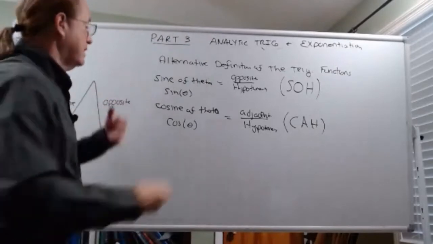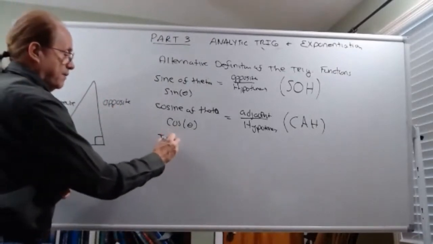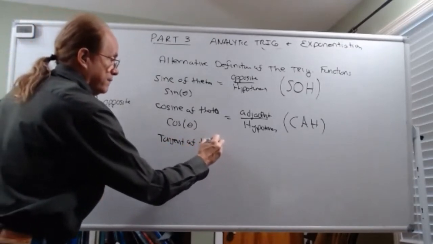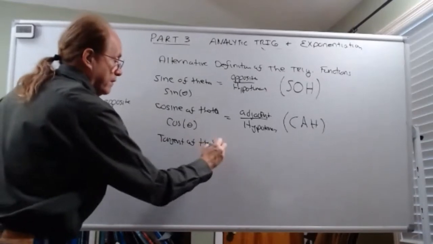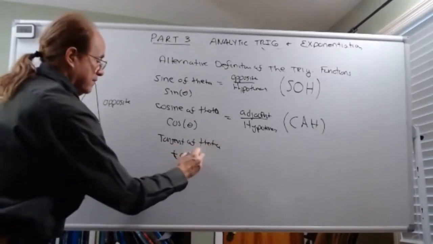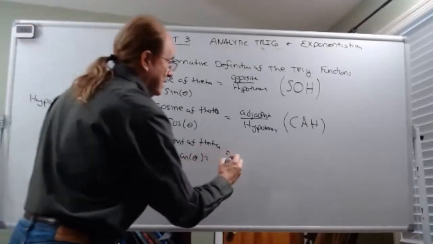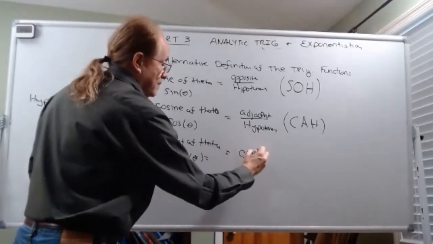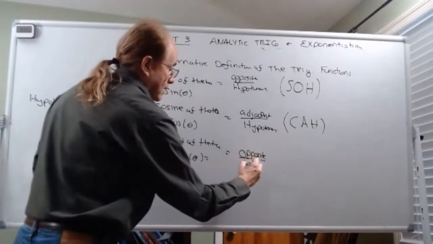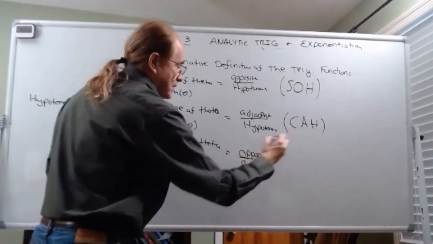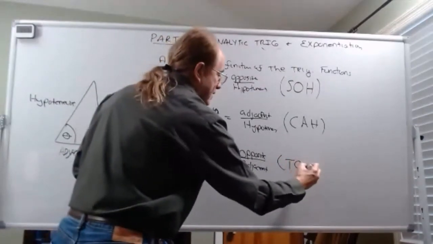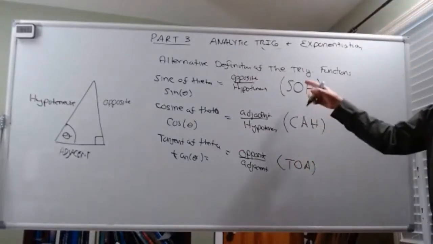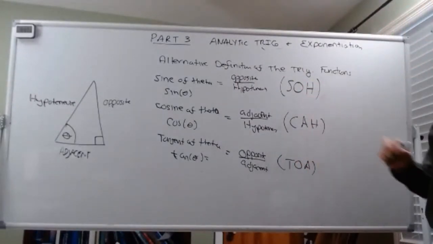Everyone talks about SOH, CAH, and then the tangent of theta, and we define the tangent function as equal to the opposite over the adjacent. And this is how sometimes it's defined. But let's take a look. Tangent is the opposite over the adjacent. And then we learned way back when, SOHCAHTOA. And that's how you kind of remember those things.